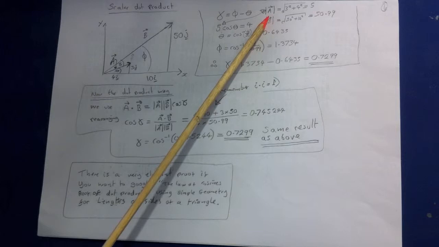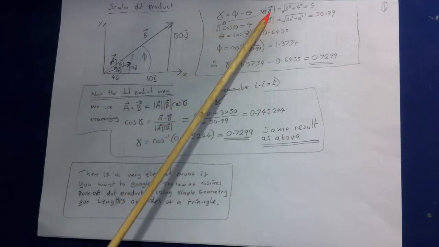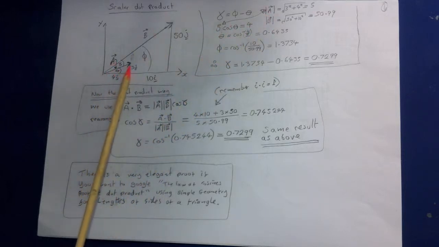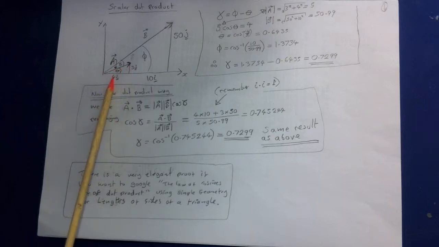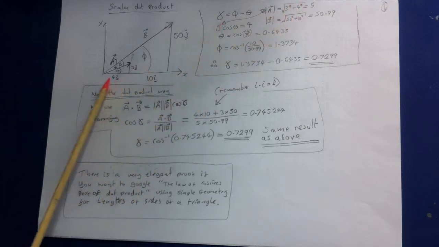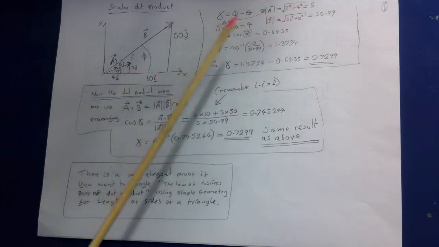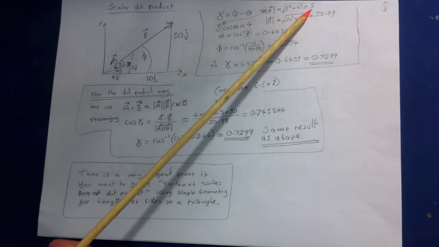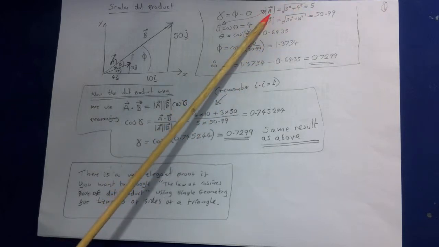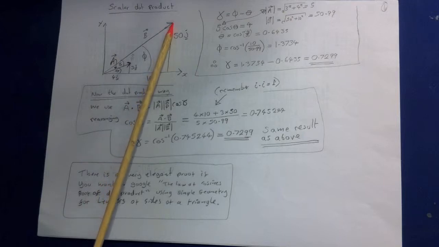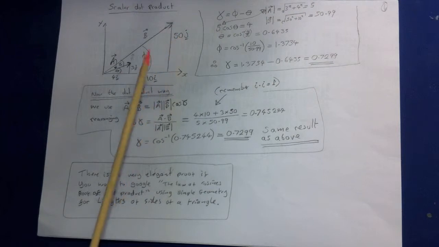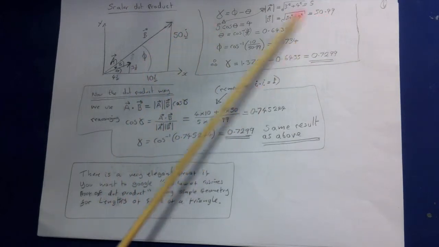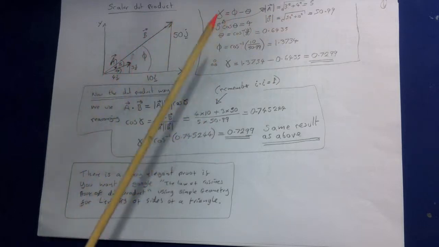First of all, we know the magnitude of a, the magnitude of this vector here, is simply the square root of 4 squared plus 3 squared, which is the square root of 16 add 9, the square root of 25, which is 5. That gives us the magnitude of a. We also need the magnitude of b, which is the square root of 50 squared add 10 squared, which gives us 50.99. So we found the magnitude of each.